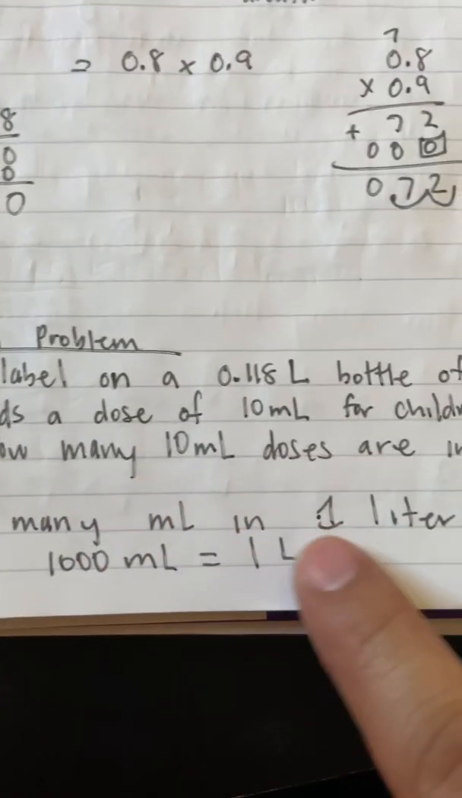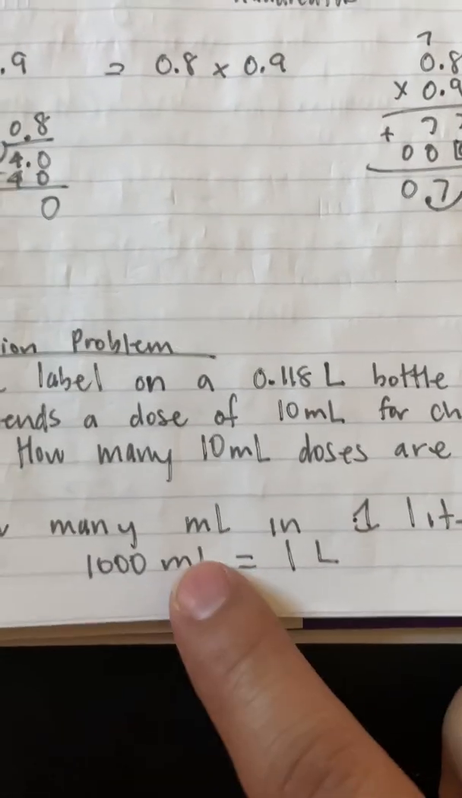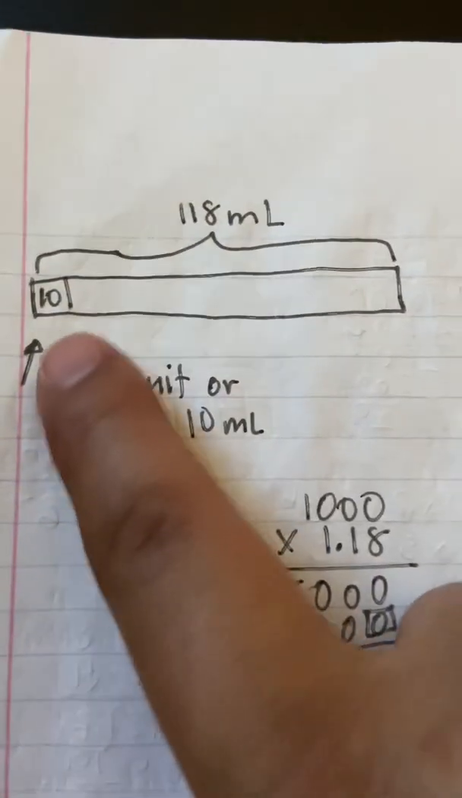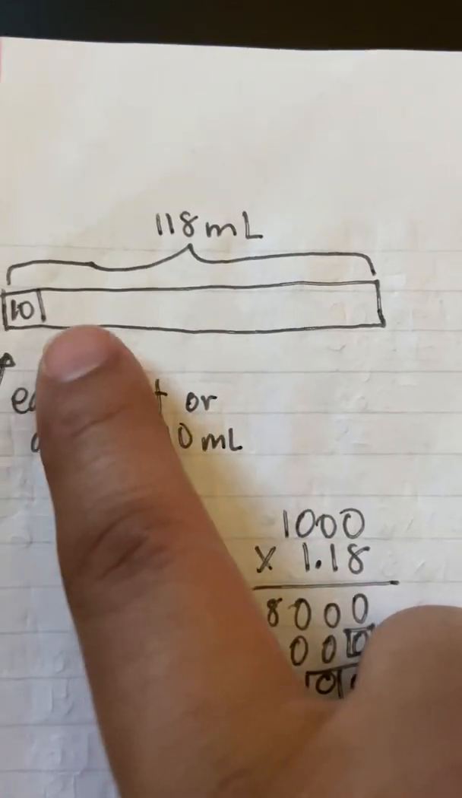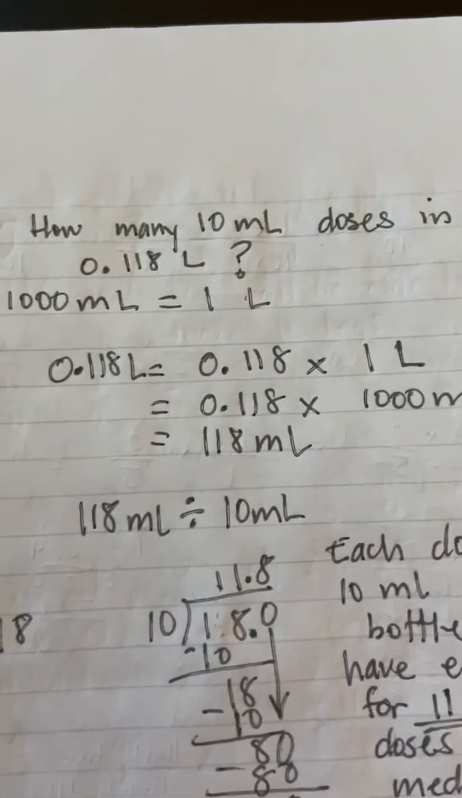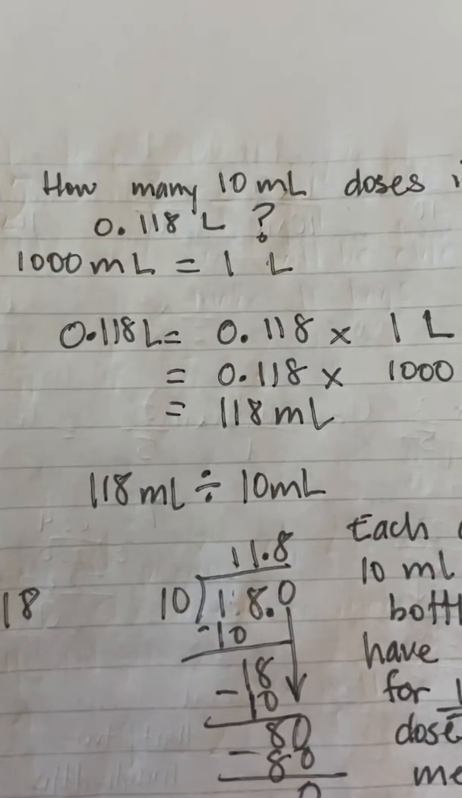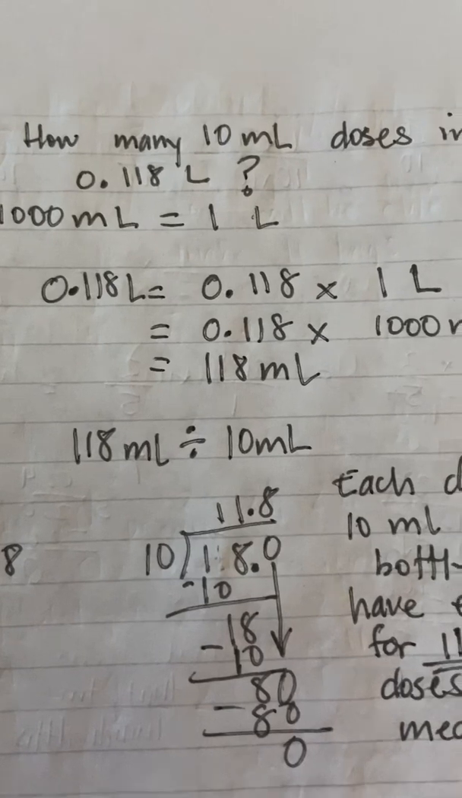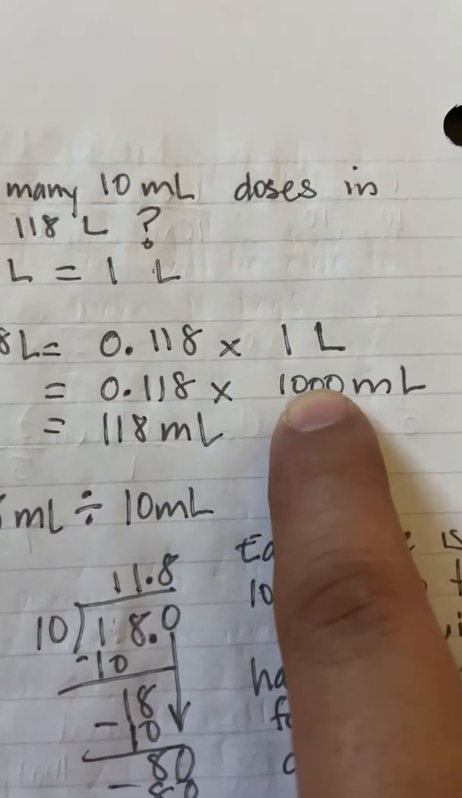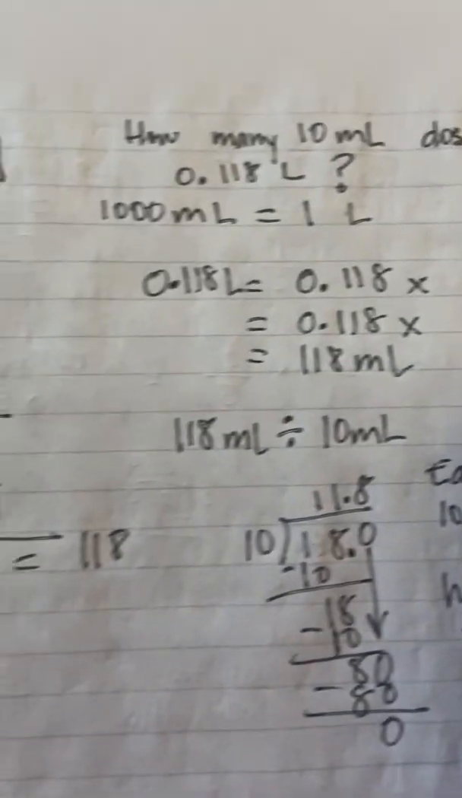How many milliliters are in 1 liter? There's 1,000 milliliters in 1 liter. So that's to think about first. Now, I did a tape diagram, and I'm going to separate it in 10 milliliters because each unit is 10 milliliters long. So how many 10 milliliter doses in 118 thousandths of a liter bottle? 1,000 milliliters equals 1 liter. So 118 thousandths times 1 liter, replace that and make it 1,000 milliliters.